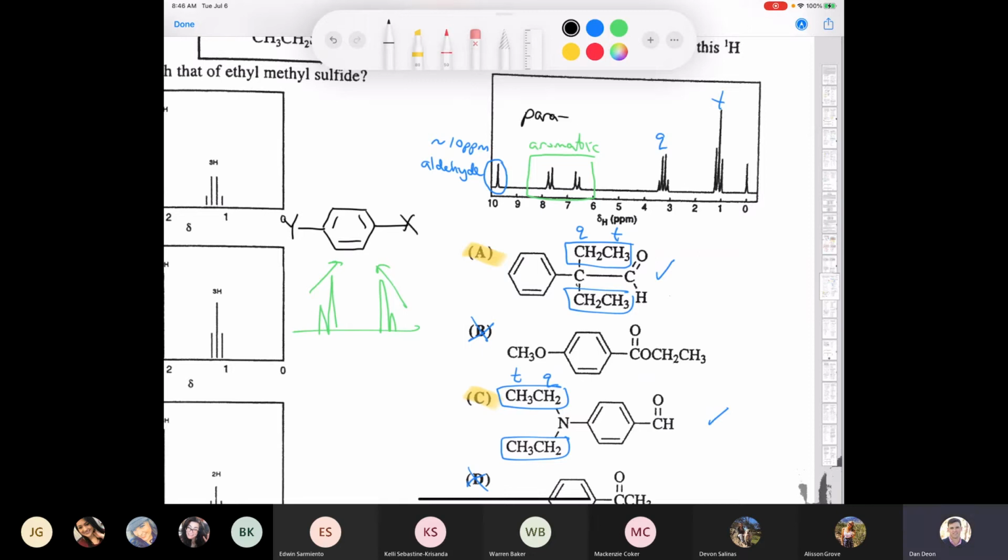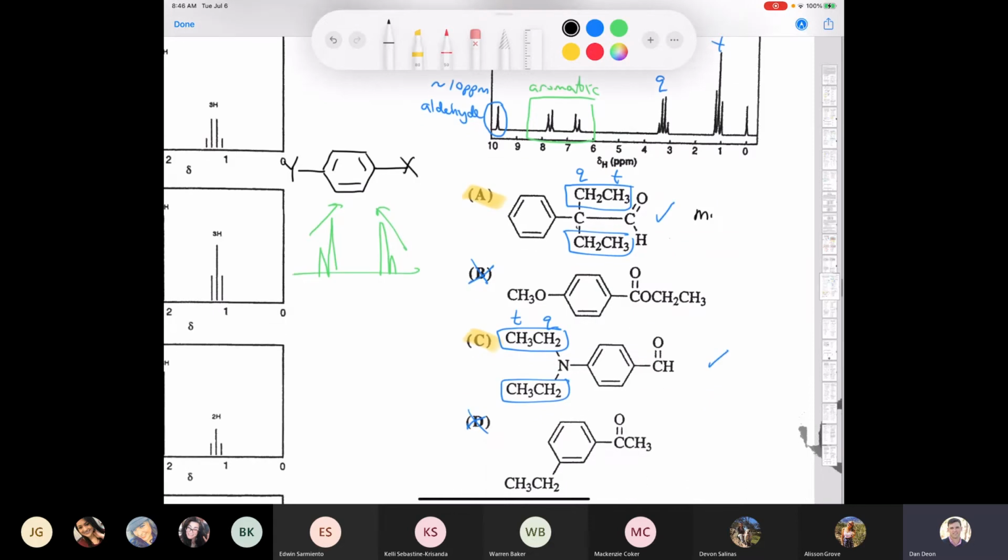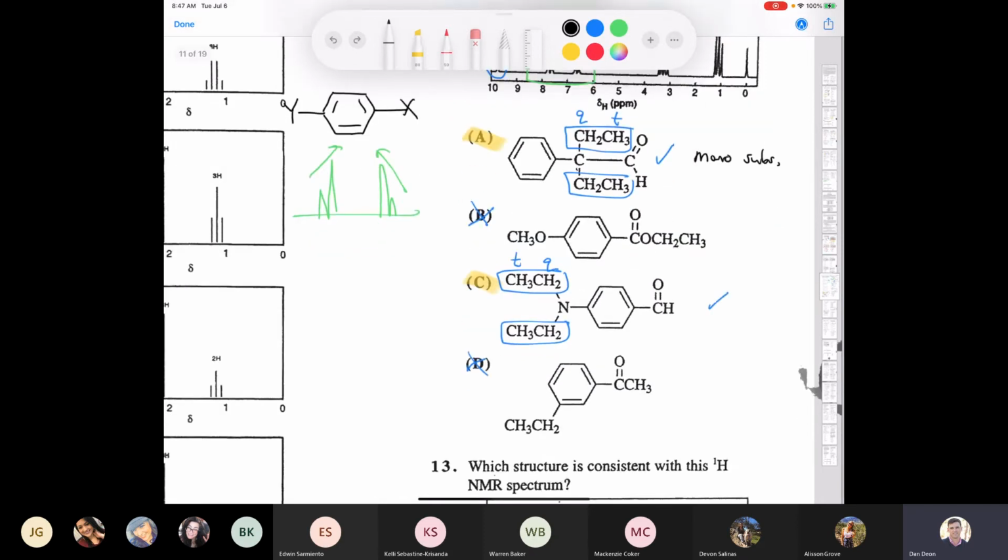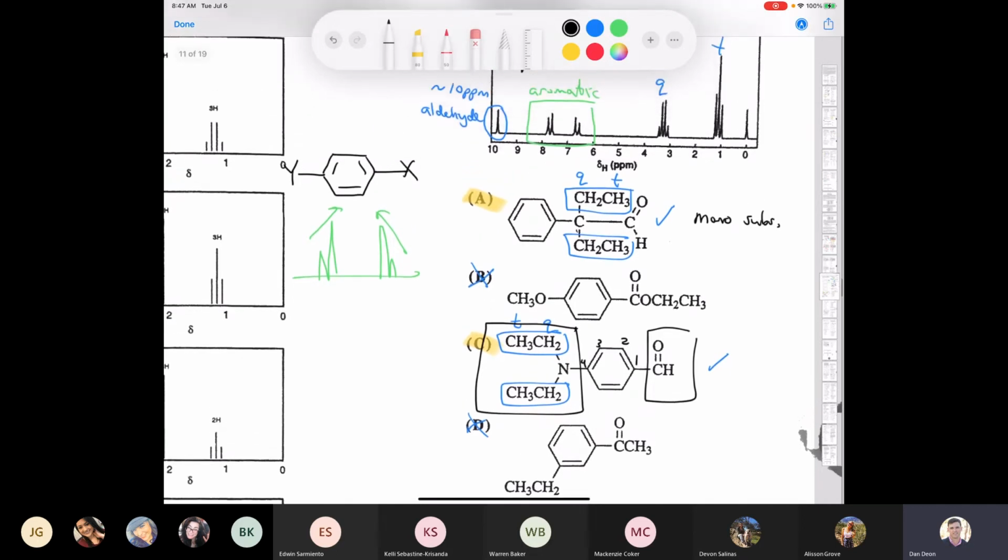If you look at A, it's mono-substituted. There's only one substituent on the aromatic ring. But if you look at C, it's para-substituted. You have one group on this side and the other group over here. Sometimes we call it 1, 2, 3, 4, or 1,4 substitution. So the answer is going to be C.